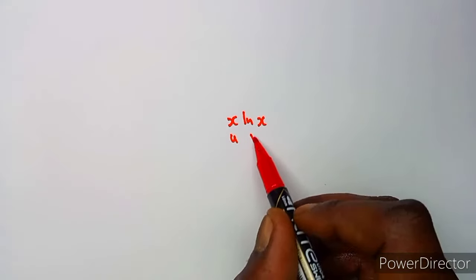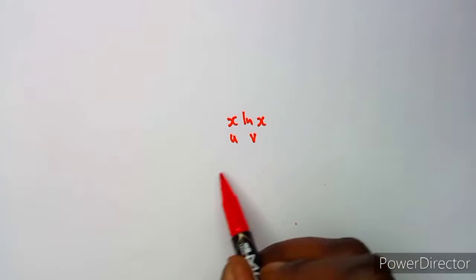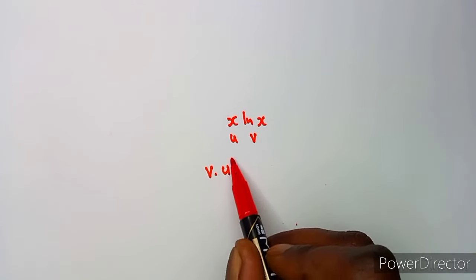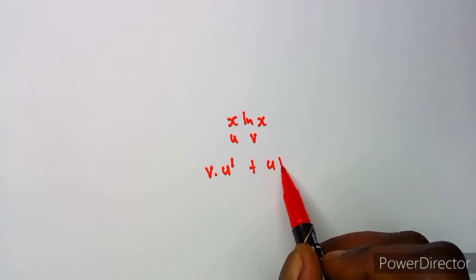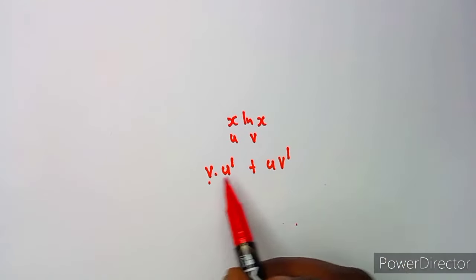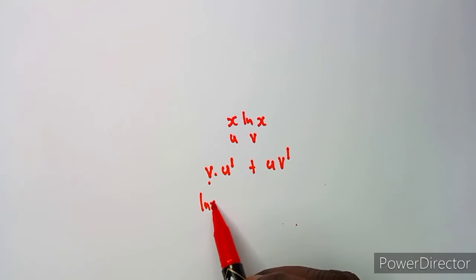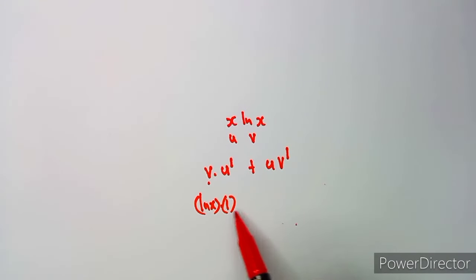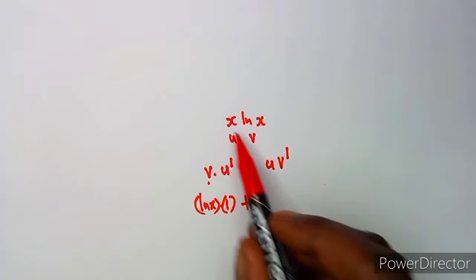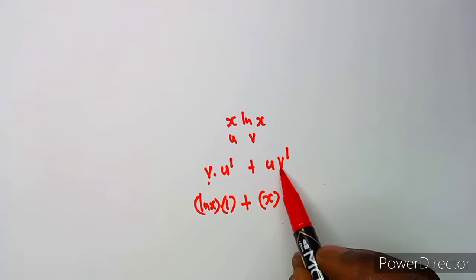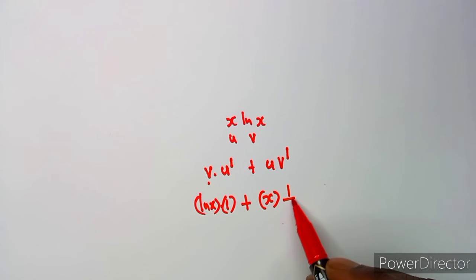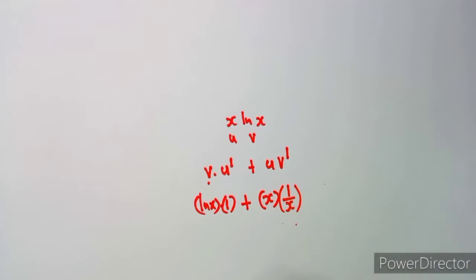This is your u, this is your v. Remember, from your product rule, you can write it either way. You can write this as v times the derivative of u, plus u times the derivative of v. So our v is ln x, times the derivative of u, which is 1, plus u, which is x, times the derivative of v, which is 1 over x. Remember, the derivative of ln x is 1 over x.